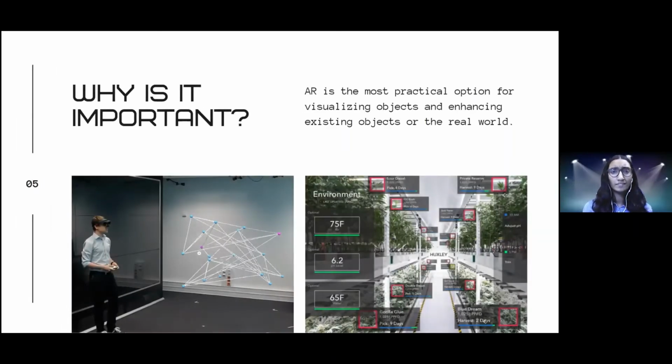So why is augmented reality important? Augmented reality is the most practical option for both visualizing objects and enhancing existing objects or the real world. So to dive deeper into that, visualizing objects. Augmented reality is really good for visualizing objects because users can see how a certain mechanical part or any type of object would look and function, instead of either the user having to just imagine it, or having to deal with really expensive or dangerous equipment, or invest in very time-consuming tasks and procedures.